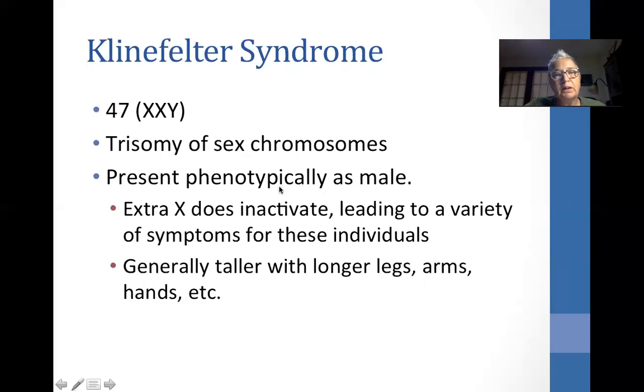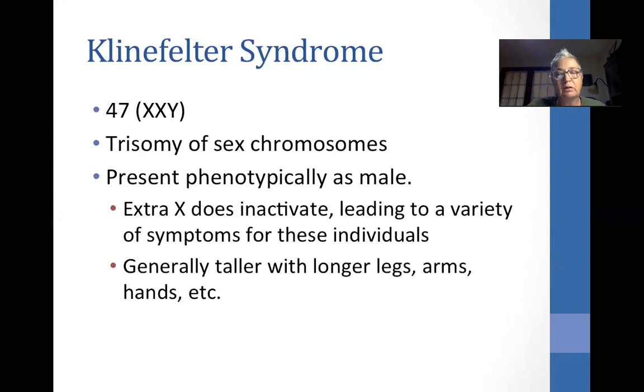They present phenotypically as male, but one of the extra chromosomes will get inactivated. We haven't talked about X inactivation yet, but it's a normal part of every girl too, where one of the chromosomes gets turned off in order to compensate for dose, because 2 X's is very potent, so to speak. So the extra X doesn't activate, and depending on which X inactivates, there could be a variety of different symptoms for these individuals, but generally they're taller with longer arms and legs and hands, and pretty normal. Again, we might not know about them, and it's ambiguous.